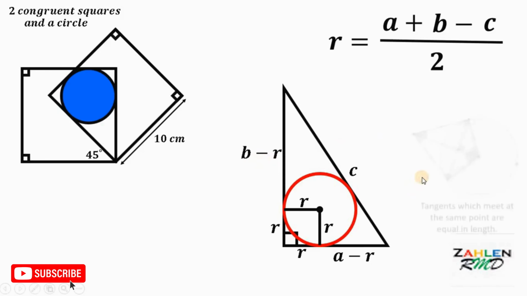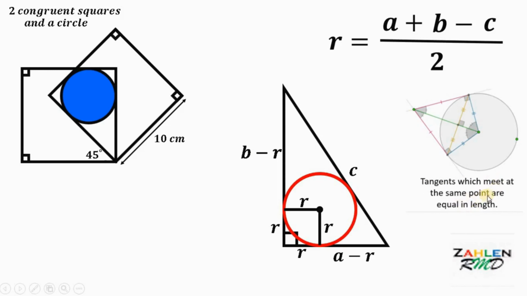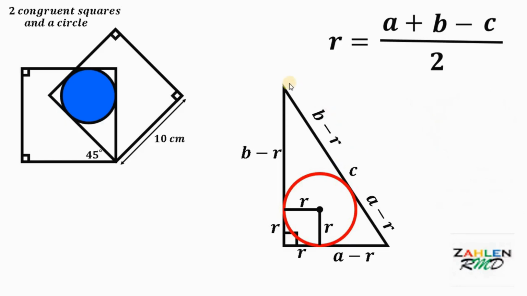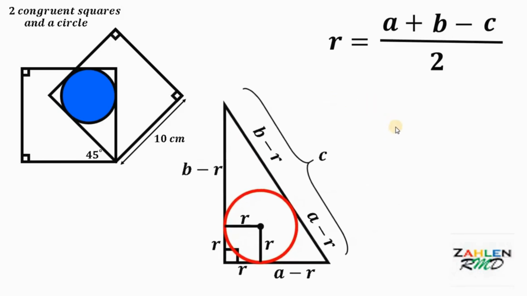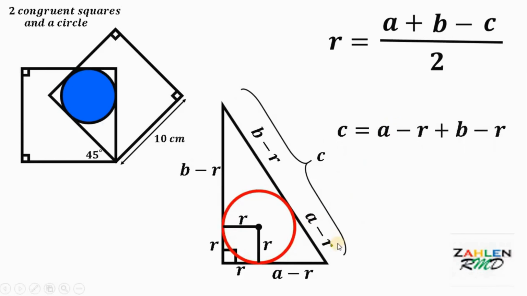Now take note that if we have two tangent lines which meet at the same point outside of the circle, therefore the two tangent segments are said to be equal in length. Therefore, if this is a - r and this is b - r, this is also a - r and this is b - r. Also take note that the total length of the hypotenuse must be equal to side c. Therefore, we can say that side c must be equal to the sum of a - r and b - r.